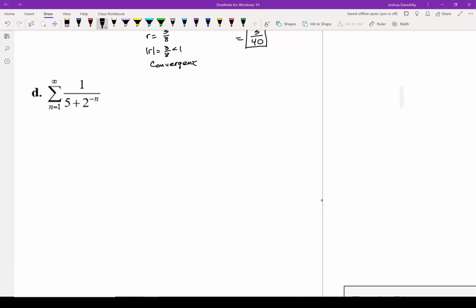Part D, the sum n equals 1 to infinity of 1 over 5 plus 2 to the negative n power. This series is not geometric because we cannot write it in the form a times r to the n minus 1 power. So we're going to have to try something else. With many of the series that we encounter, we're going to want to try a quick test for divergence at the very beginning.